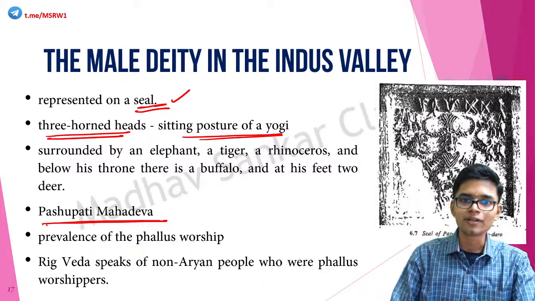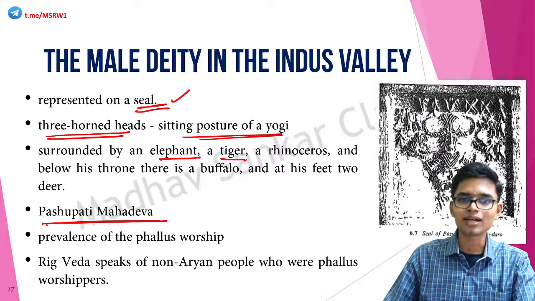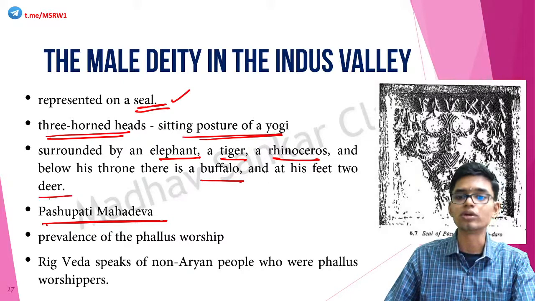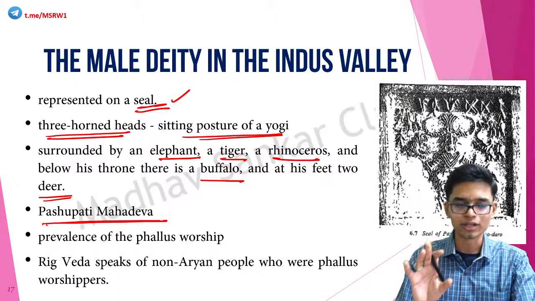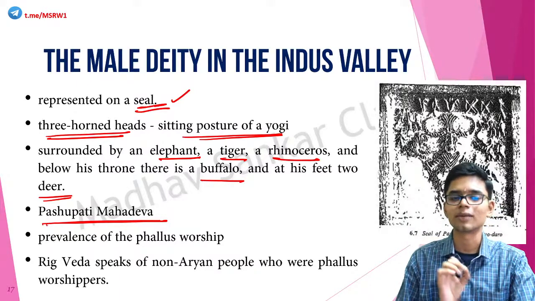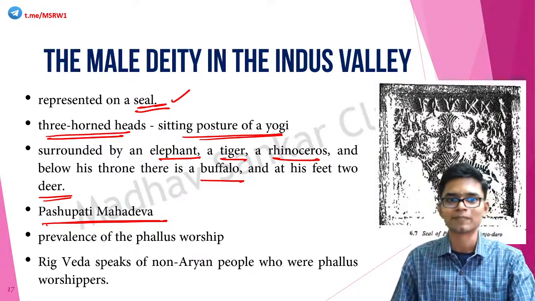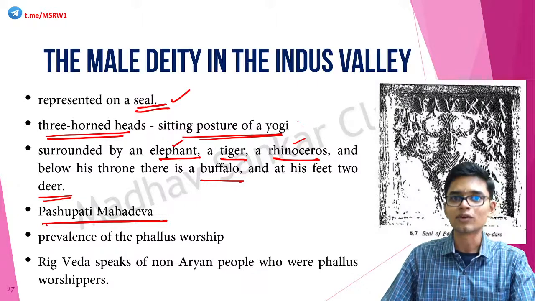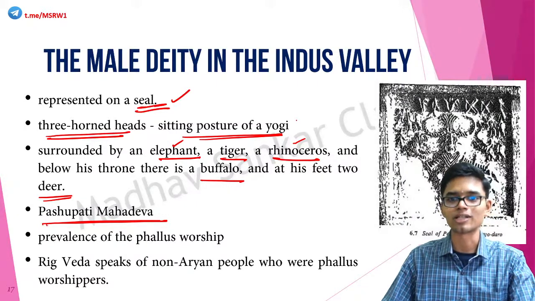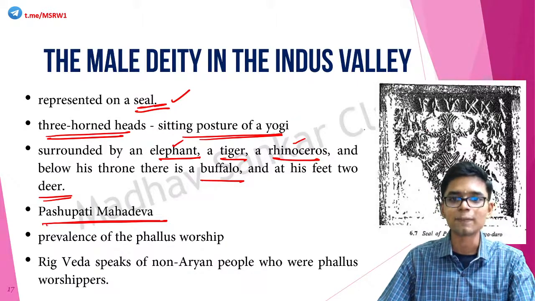And this particular figure is surrounded by animals. You have elephant, tiger, rhinoceros, and then you also have buffalo and two deer. So all these animals are shown in this Pashupati Mahadeva seal, which points to the fact that Harappans knew about all these animals. Earlier I told you regarding elephants, rhinoceros and all. This is how historians found out that Harappans knew about all these animals, because all of them are depicted in Harappan seals, especially in the Pashupati Mahadeva seal.